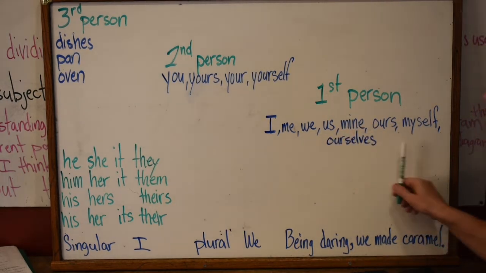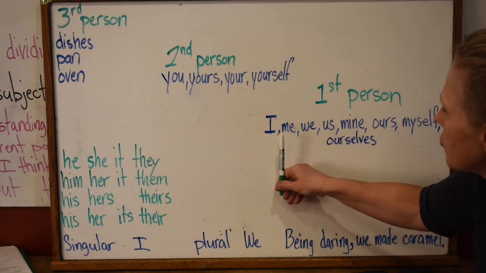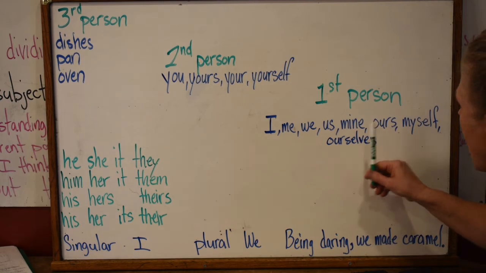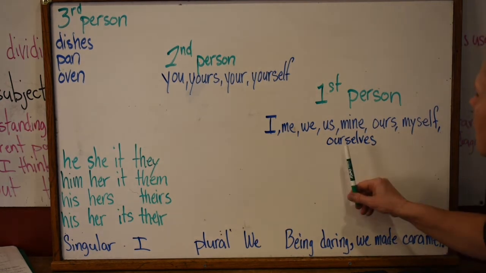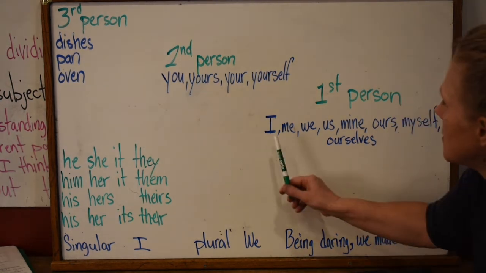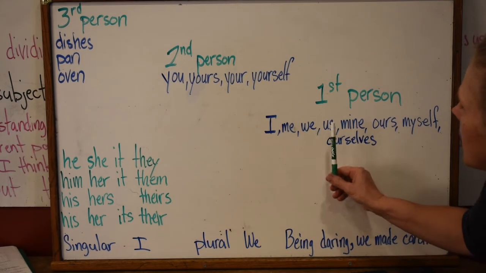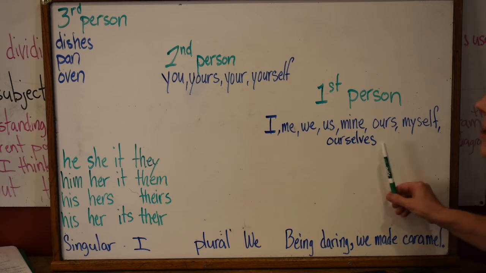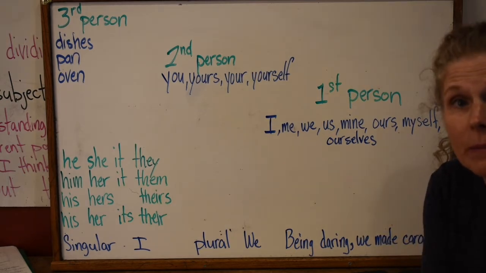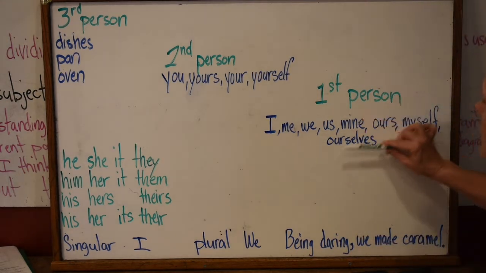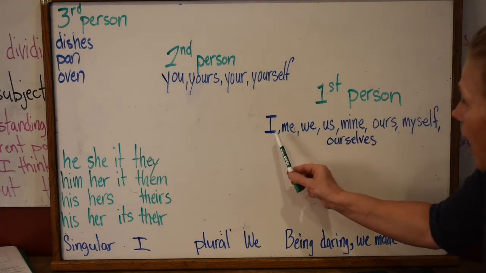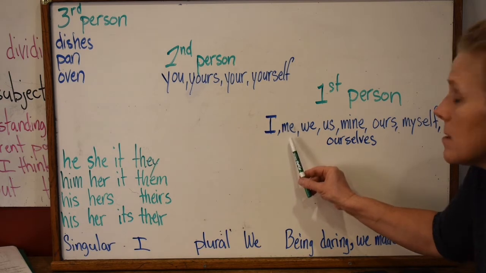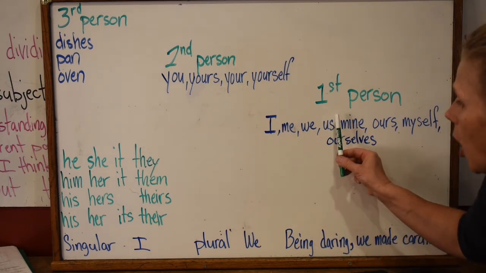Okay, now let's go over here. So let's go through these. I, me, we, us, mine, ours, myself, ourselves. Let's do them again. I, me, we, us, mine, ours, myself, ourselves. This, you guys, needs to be memorized. So once you know, yeah, I and we, these are subjects, right? Me is object. Us is object.